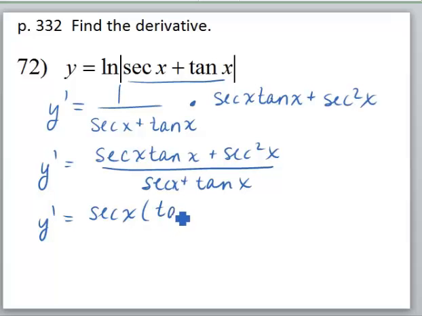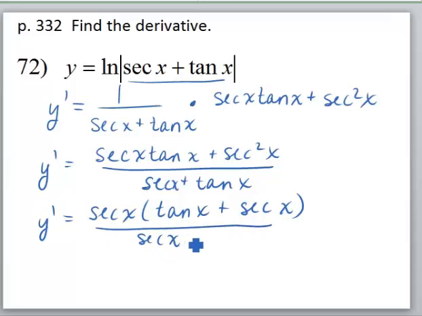So I'd be left within the parentheses with tangent x plus secant x. So I pulled a secant x out of both of those. What that actually did was allow me to simplify the bottom and eliminate the bottoms. So I get my final answer to be just secant x.